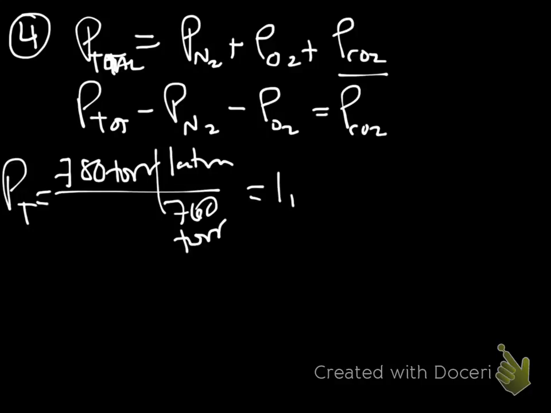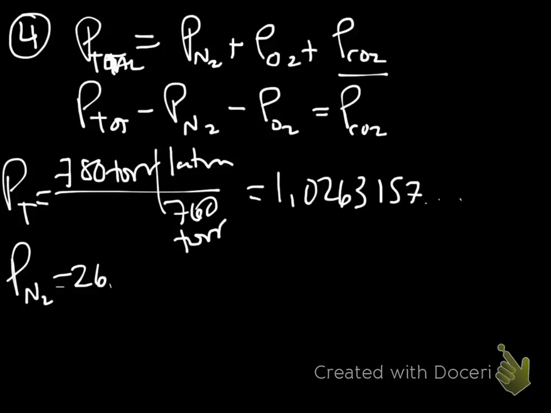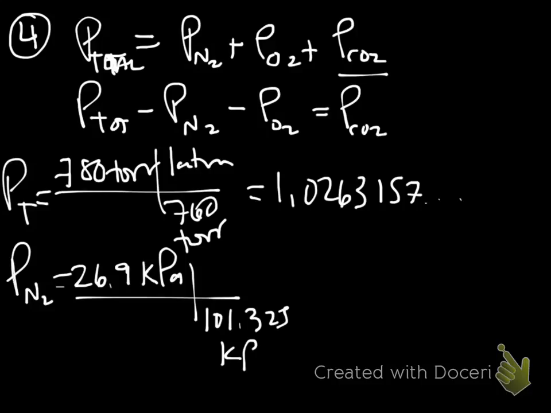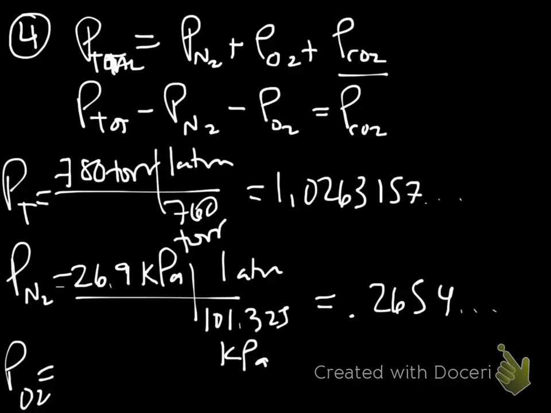And that gives us 1.026315, and so on. The pressure of our nitrogen was given to us in kilopascals because somebody just loves a good joke: 26.9 kilopascals. 101.325 kilopascals is 1 ATM, so we get 0.2654, and so on. And thank goodness the pressure of our oxygen was already given to us in ATMs, 0.457 ATMs, so we don't have to do anything with it. So now that we have all of our conversions, we can just do our subtraction.